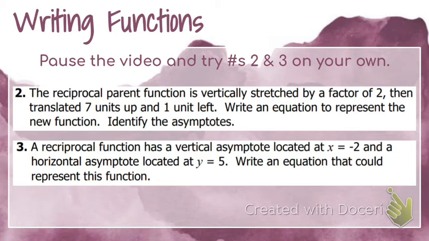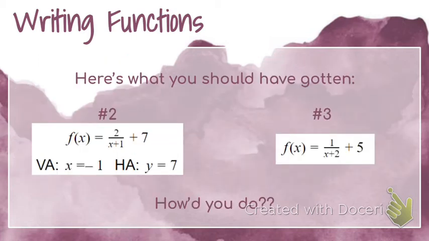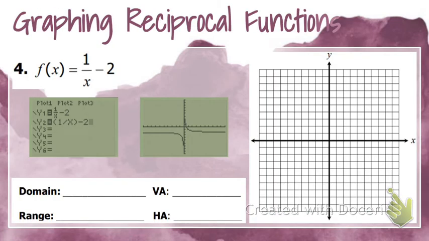So I want you to pause here and try numbers 2 and 3 on your own. Once you finish those, check your answers here and look at how you did. If you didn't get these correct, then I would encourage you to go back and watch the explanation again, or go back and look at the chart again. And if you're still confused, please reach out to me and I will touch base with you. Okay, so next we are going to learn to graph reciprocal functions, and we're going to rely on our calculator quite a bit, but you should be able to sketch these roughly without the calculator, to be honest.